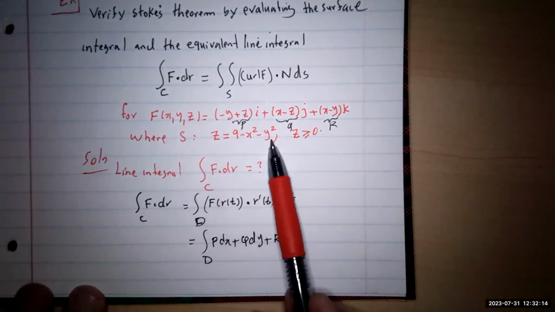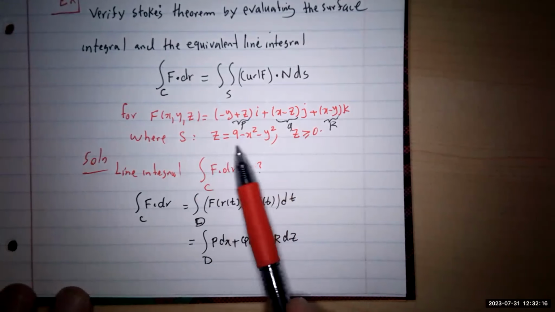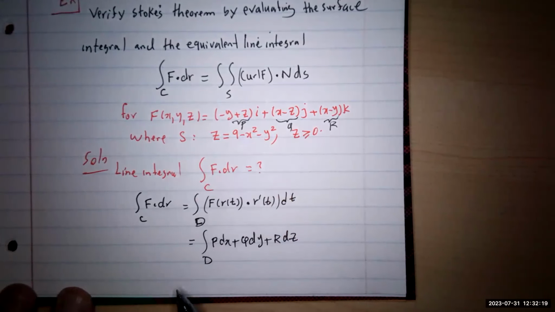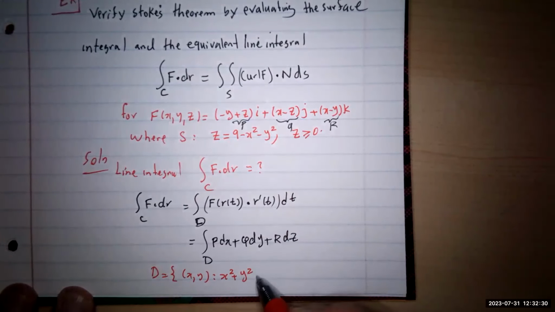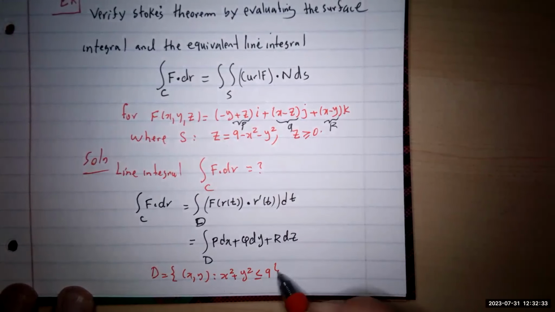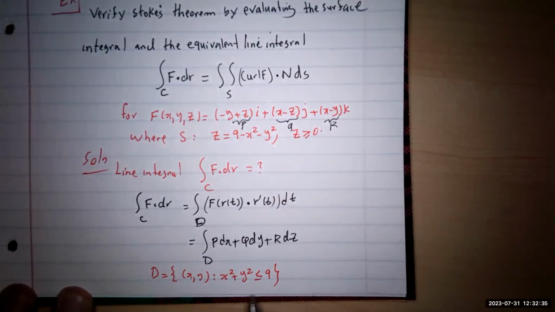Your domain comes from the surface that you have. Let z equal 0 to drop it down and get your domain. The domain is the collection of points x and y with x squared plus y squared less than or equal to 9. That's going to be your domain, just the points inside the circle. You can easily find the parametric equation of the domain, and then you'll be fine.